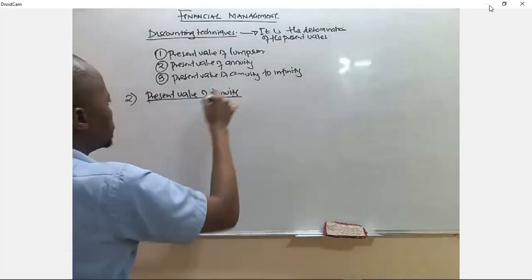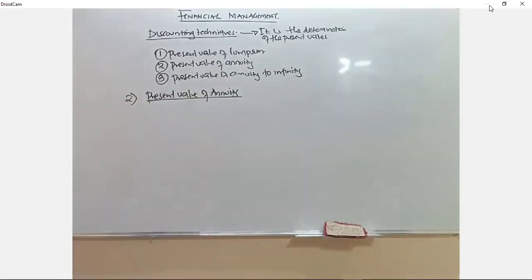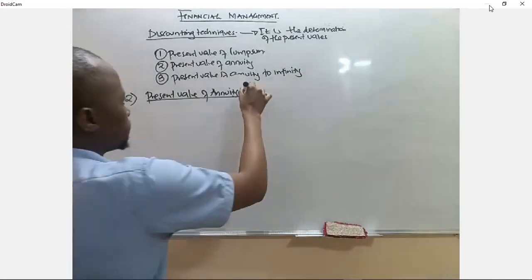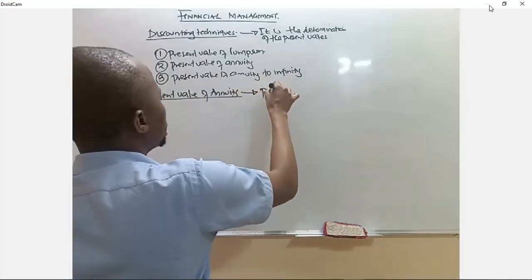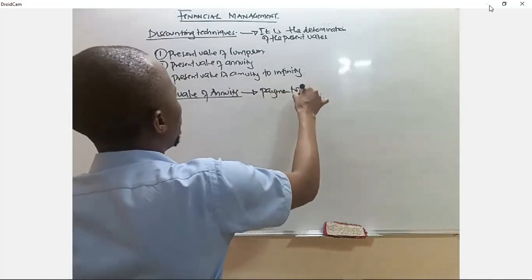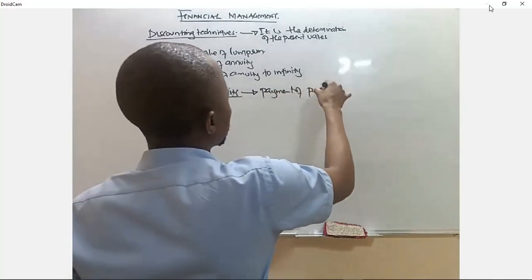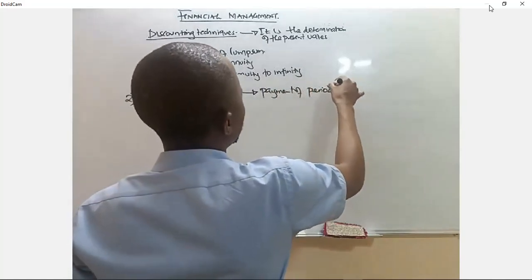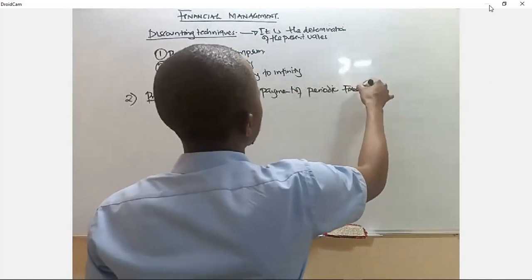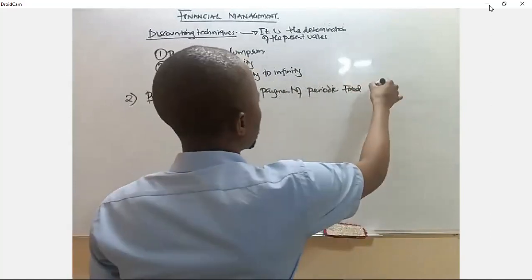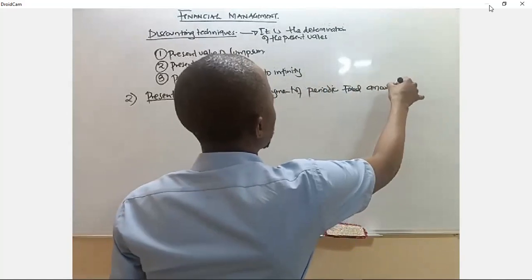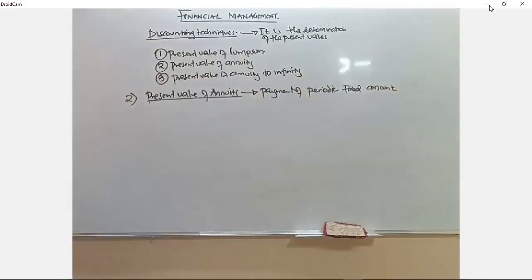When you look at the annuity, we were able to say it is a payment of a periodic, fixed amount at a fixed interest rate.